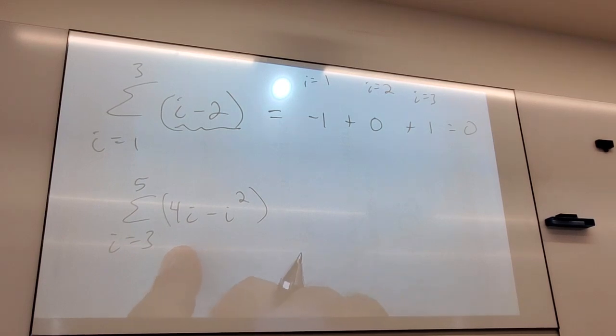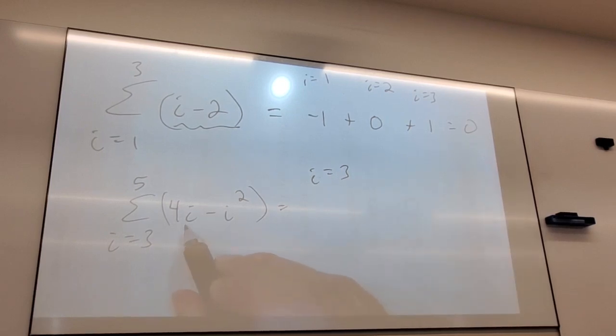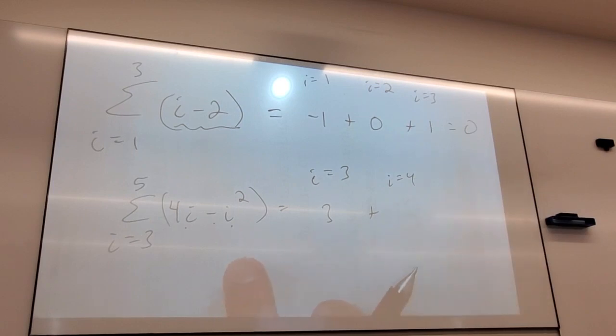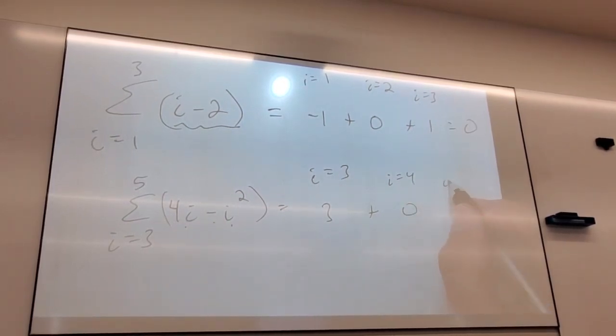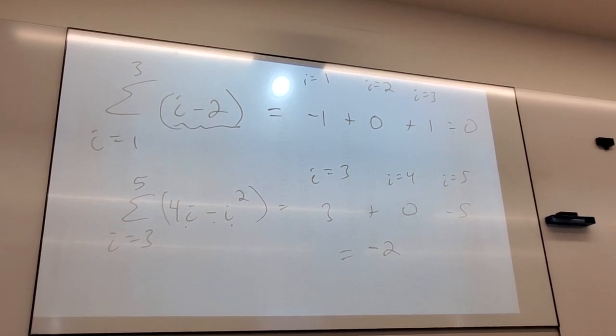I don't care what this is when i is 1, because I don't have to worry about that. So what do I get when i is 3? I get 12 minus 9, 3. What about i equals 4? 4 times 4, 16 minus 4 squared is 16, so 0. i equals 5: 20 minus 25, negative 5. So I get 3 minus 5, negative 2. All this says is, this is a little function.